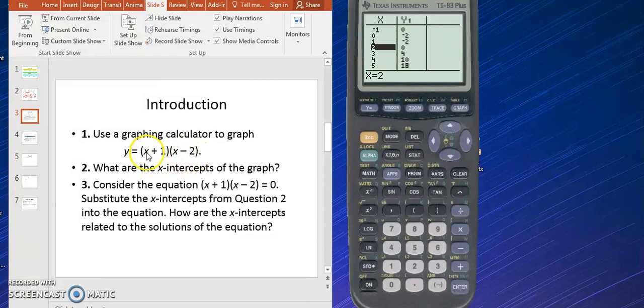Well, think about this. If I put negative 1 in for x here, then I would have negative 1 plus 1, which is 0. And so if I multiply by 0, my whole function is 0. If I put 2 in for x, 2 plus 1 is 3, but 2 minus 2 is 0. So 3 times 0 would equal 0. So that's why those two values, negative 1 for x and positive 2 for x, will result in the zero of the function.